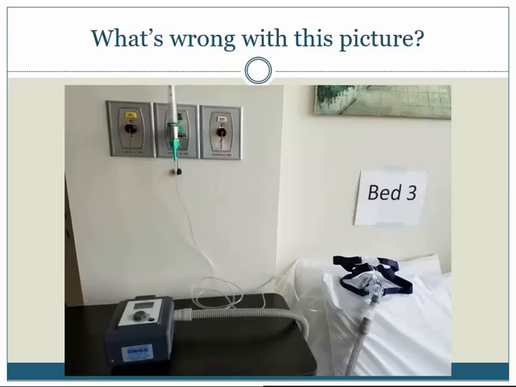So tell me what's wrong with this picture. The location of your T-piece connector. It's connected at the mask versus at the machine. So the patient's getting a less precise FiO2, easily knock it out.